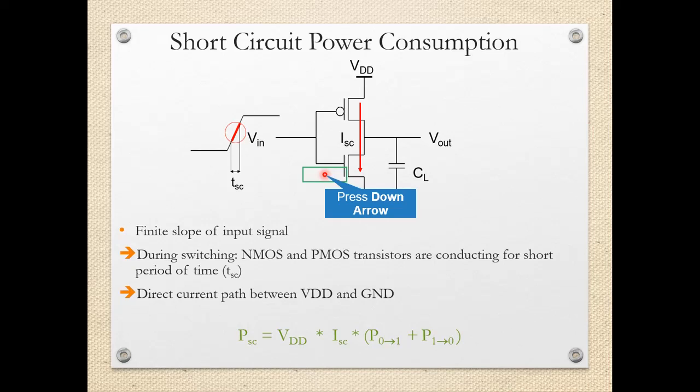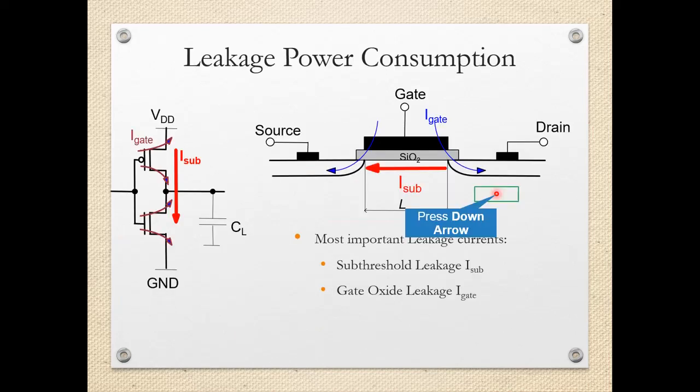Now why are both the probabilities considered? Because this condition of short circuit may happen during logic low to logic high transition as well as logic high to logic low transition, both the cases, and that's why the short circuit power is calculated by considering both types of transitions. Now the third way is the leakage.